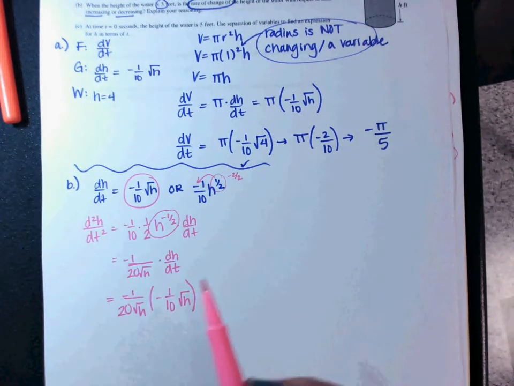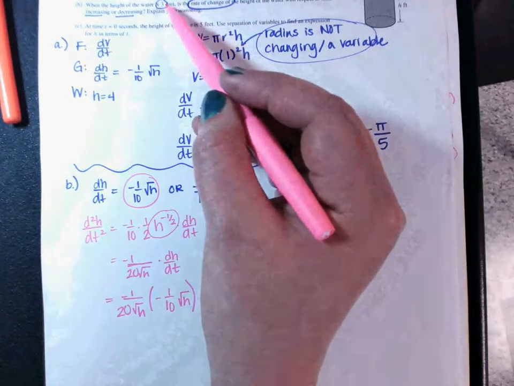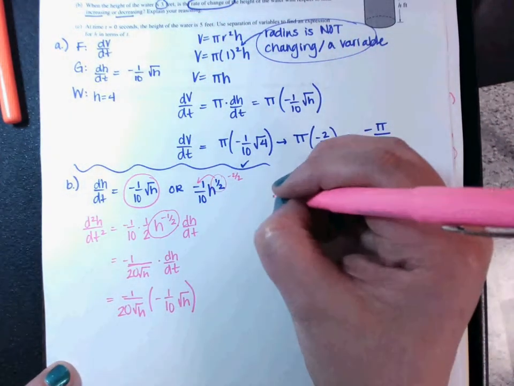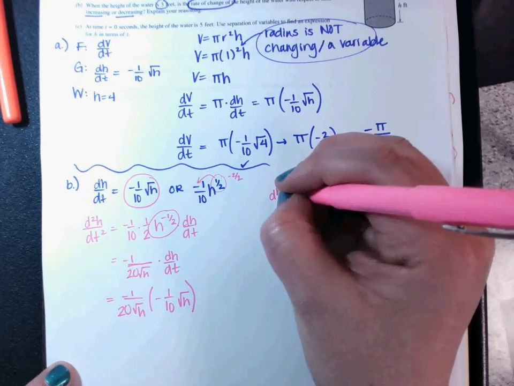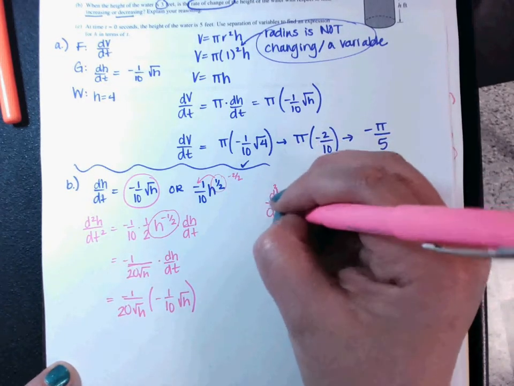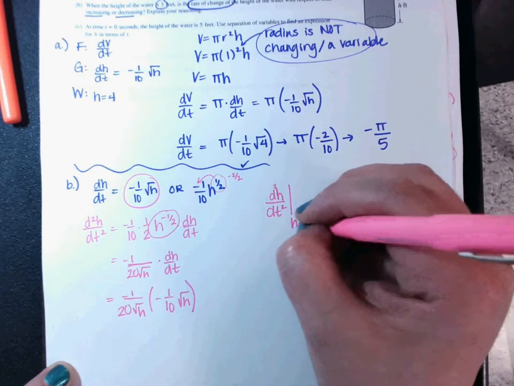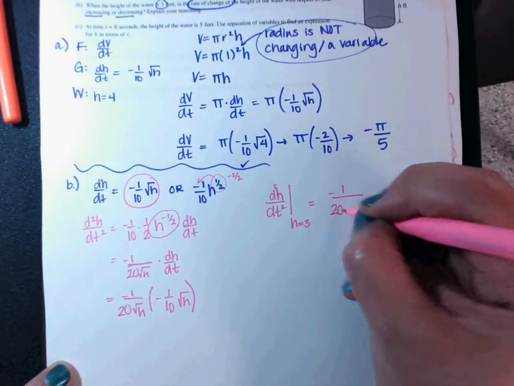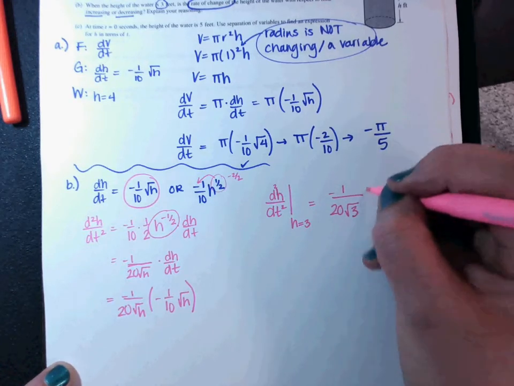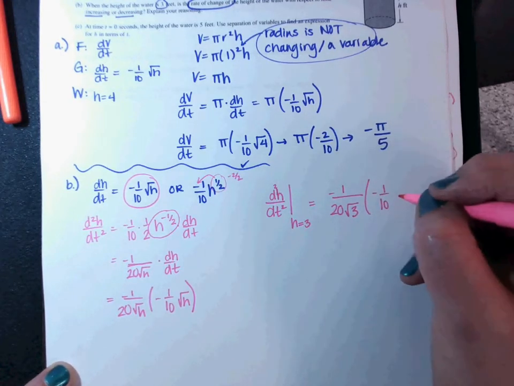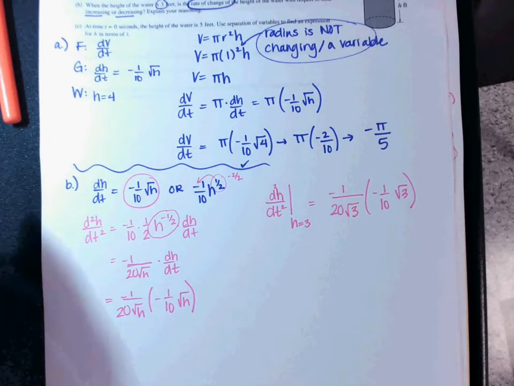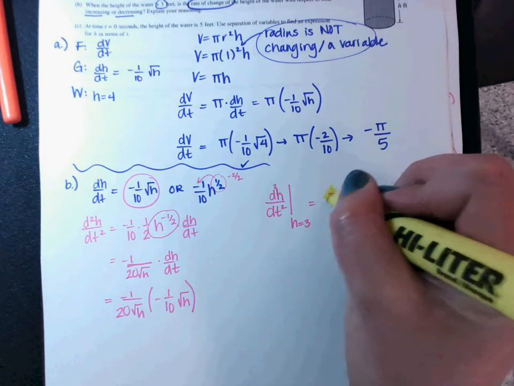And so when I plug in my value here, it says when the height of the water is 3, I'm going to find d squared h dt squared when h is 3. It'd be -1/20 root 3 times -1/10 root 3.